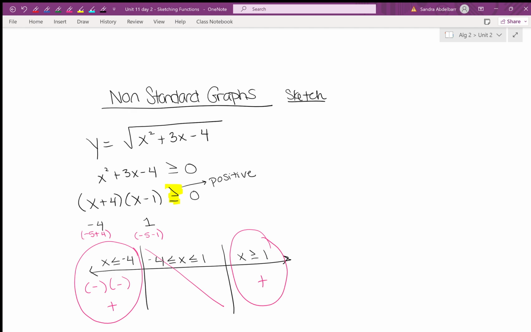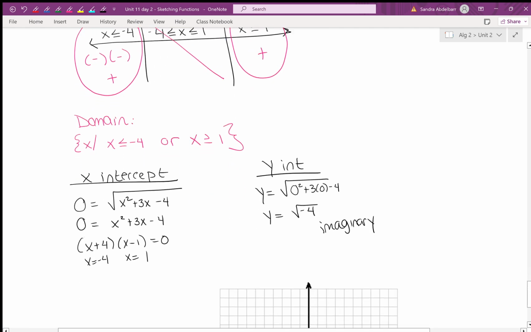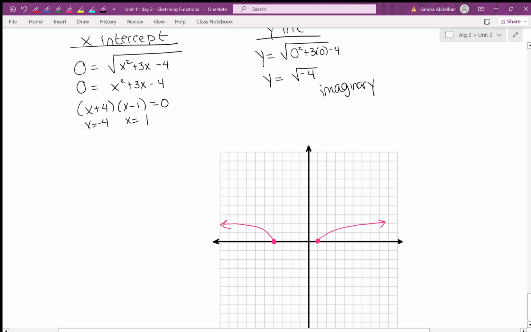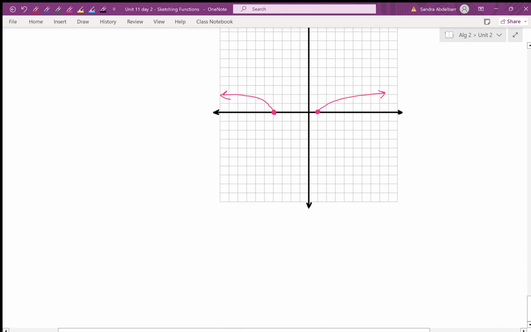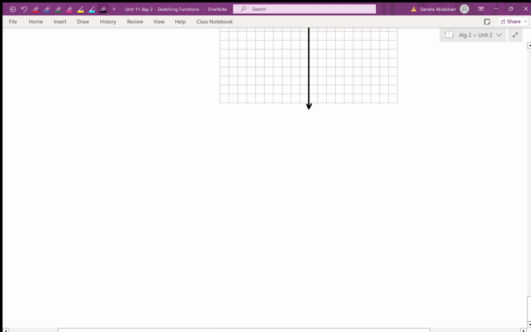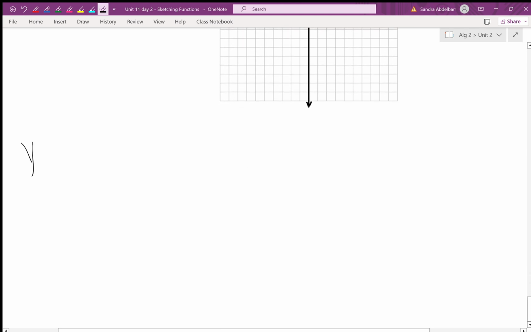All right, are we ready for another one? How about you guys try this one on your own? Y equals the root of x squared minus 16.